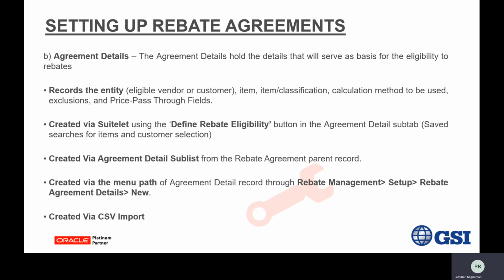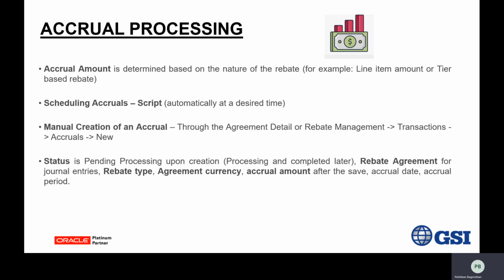And then you can define the sublist from the rebate agreement parent record. There's different navigation paths to get to this. You can get to rebates via the rebate management setup, rebate agreement details new, or you can do a CSV import. So rebates allows CSV imports too when you're processing hundreds or thousands of these records.